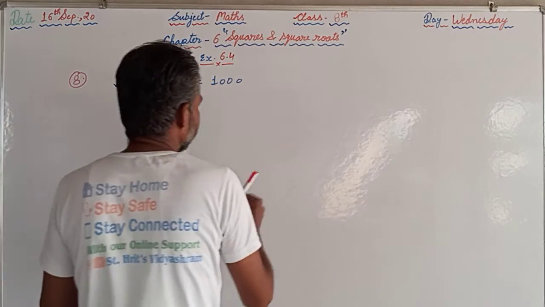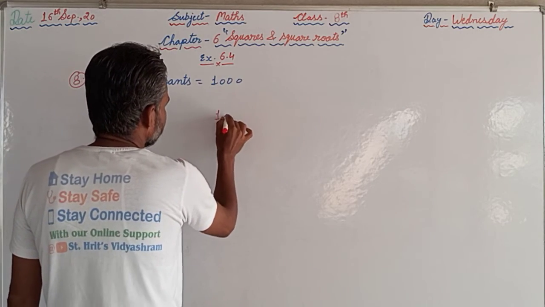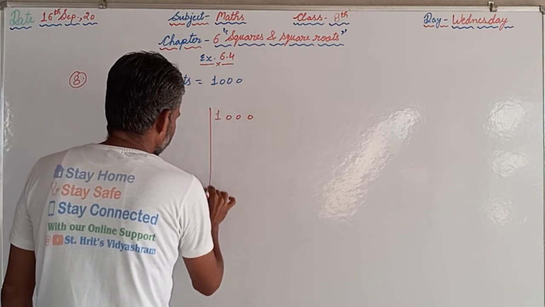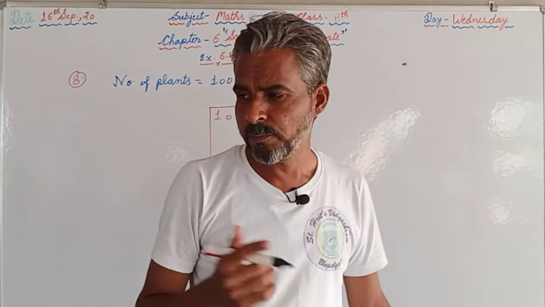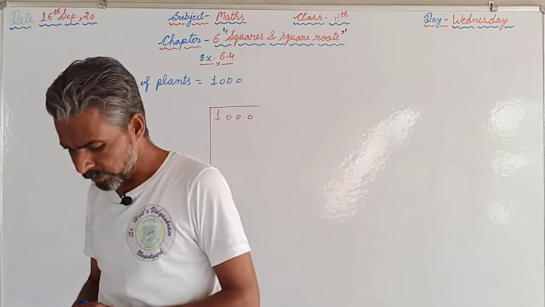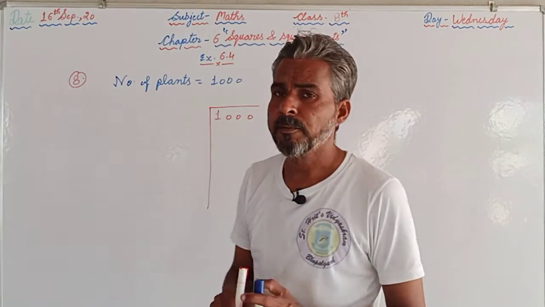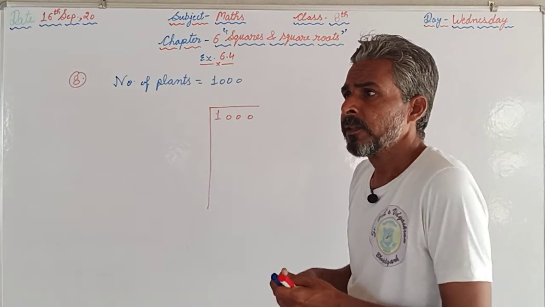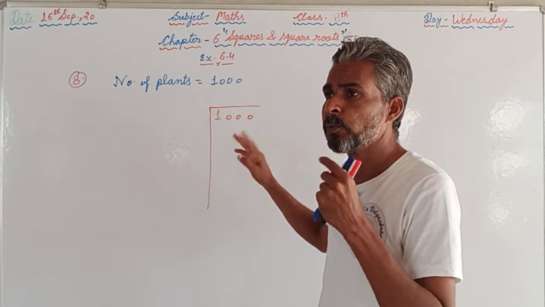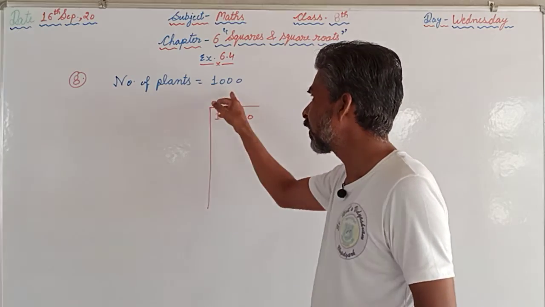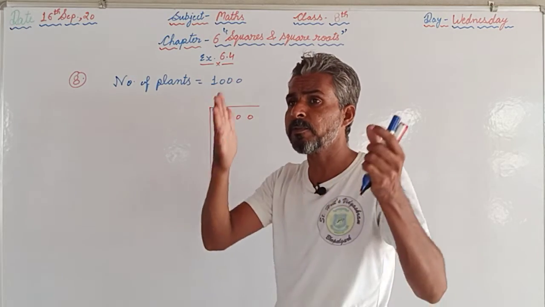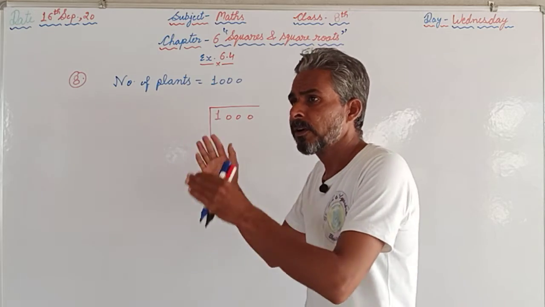So we are supposed to find the... Now this question is like question number 4 or 5 in this exercise, because in that we were supposed to find the least number to be added to a given number to make it a perfect square. Why should the number of plants be a perfect square? Because the number of rows should be equal to the number of columns.